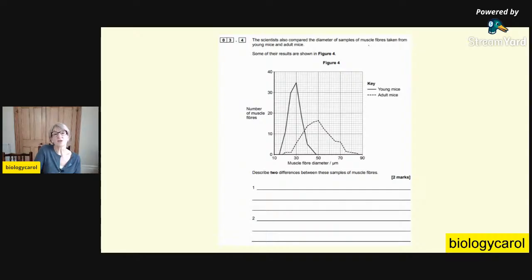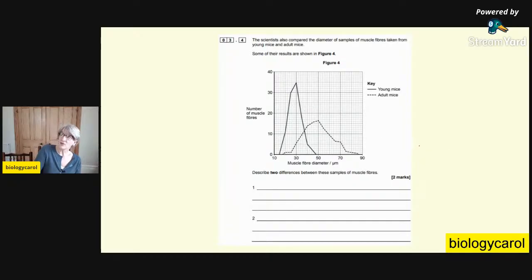So the scientists also compared the diameter of samples of muscle fibers taken from young mice and adult mice. Here's the graph. Describe 2 differences. Well, the obvious thing to me, number one, the range of the young mice is much less than the range of the older mice, and actually the peak, the modal number, is higher in young mice than it is in old mice.